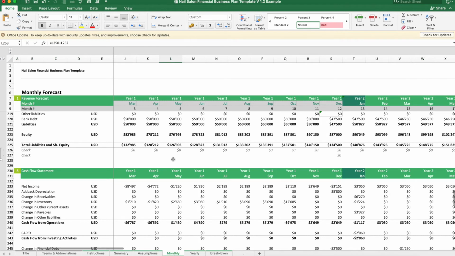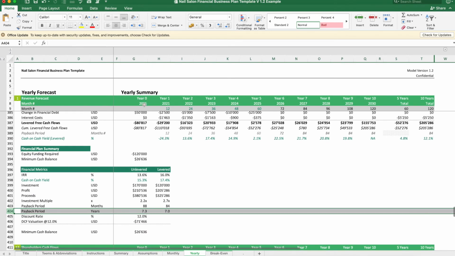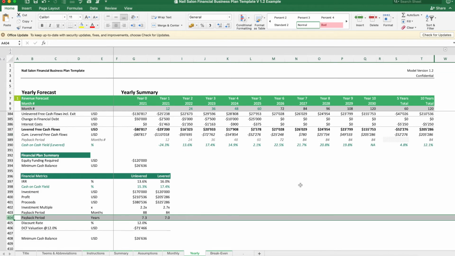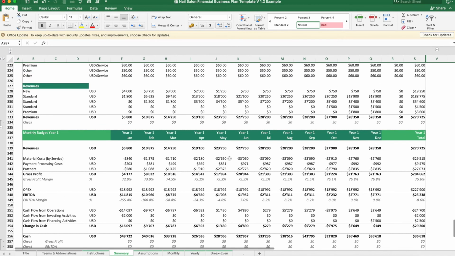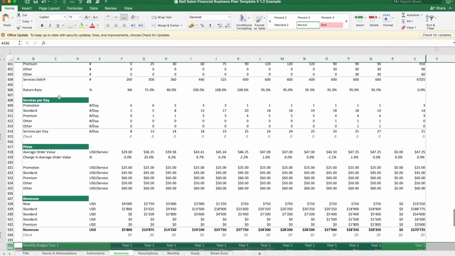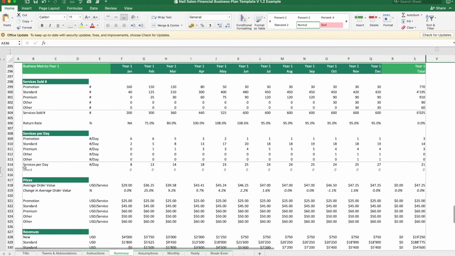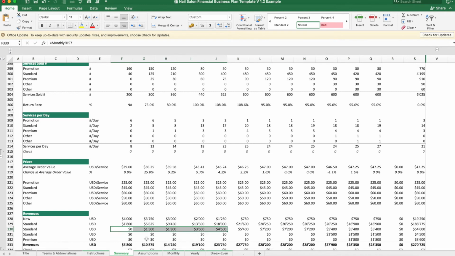This financial plan has been made based on a 5-year monthly plan and then aggregated into a yearly plan and extended for another 10 years. So we have basically all details at hand so that we can get a comprehensive picture about our plan for our nail salon. We also need some sort of executive summary, in this case summarizing the monthly budget for the first year, the build-up of the services, the prices sold, and then also the revenues and their breakdown, especially in the first months, to see if we get comfortable with this plan.